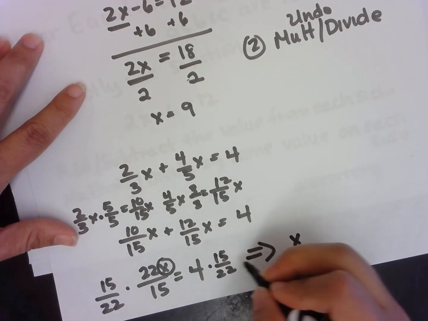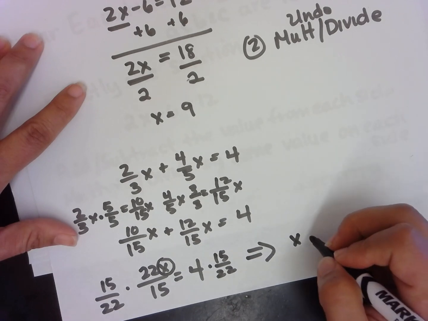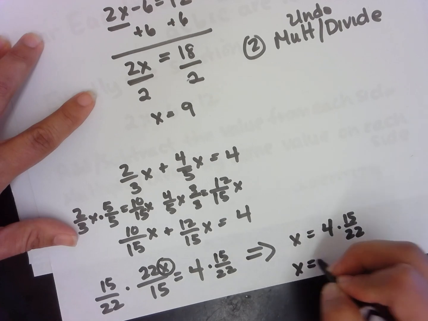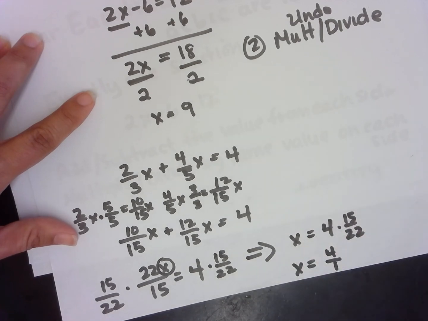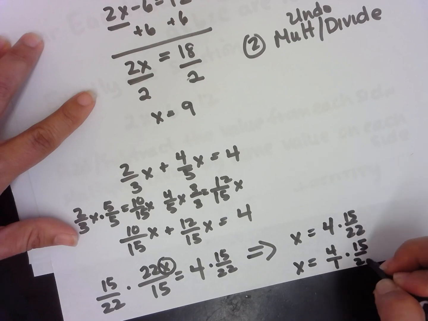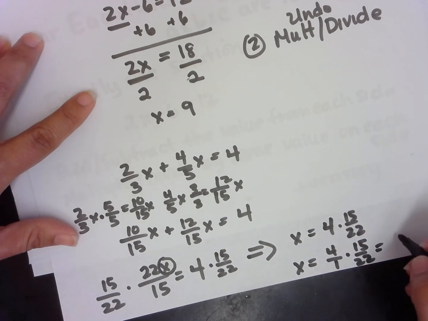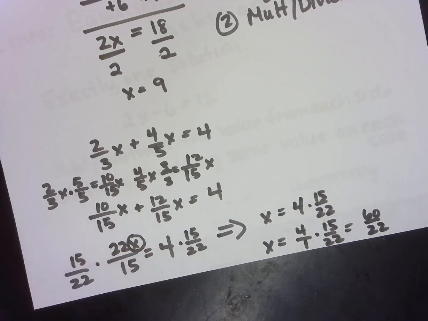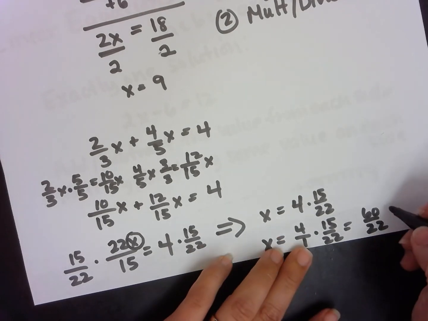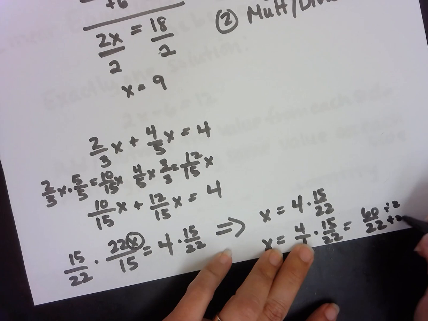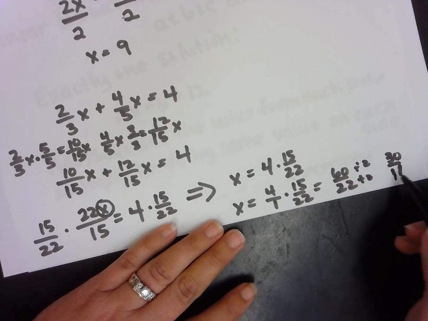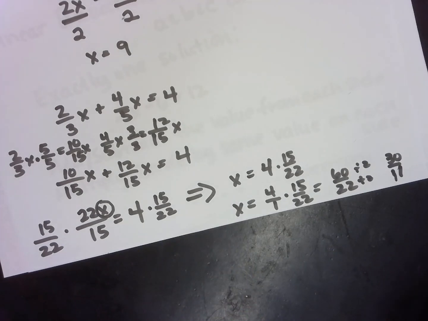And then I have 4 times 15 over 22. So my x is equal to 4 times 15 over 22, which we can think of 4 as an integer and call it 4 over 1 times 15 over 22, and I multiply straight across and get 60 over 22. So that's my value for x. I can also simplify this because both my numbers are even, so I can divide by 2 here, divide by 2 here, and get 30 over 11. So this is my answer in simplest form, but the 60 over 22 is also equivalent.